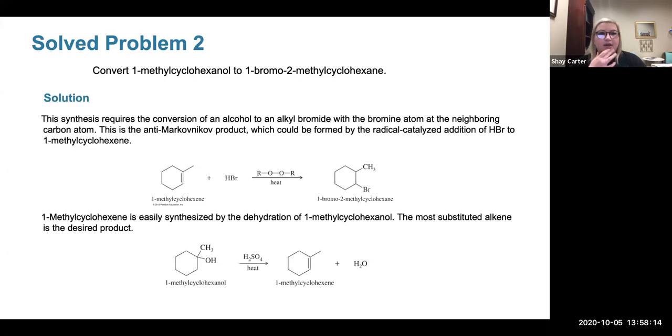Let me read it. Convert 1-methyl cyclohexanol to 1-bromo 2-methyl cyclohexane. Okay, sure. Yeah, so this is a multi-step synthesis.